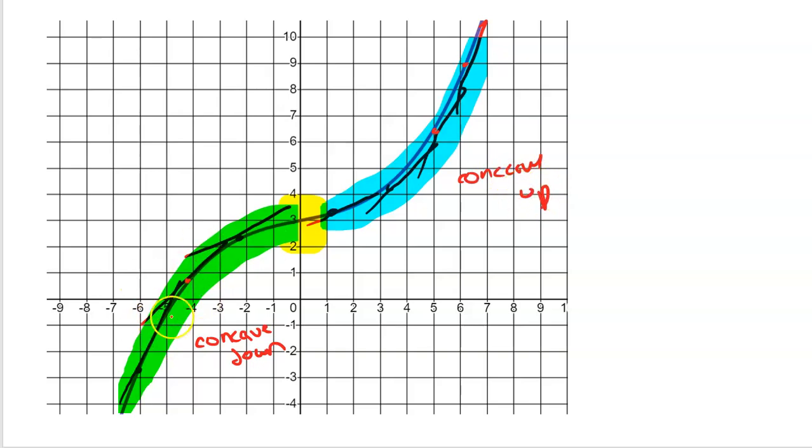In general, to make this simple: put a point here, draw a tangent line. The graph is below the line, concave down. Put a point over here, draw a line. The graph is above the line, concave up. But notice I switched from concave up to concave down somewhere right around here. That is called an inflection point. Where you switch from concave down to concave up, you have what's known as an inflection point.